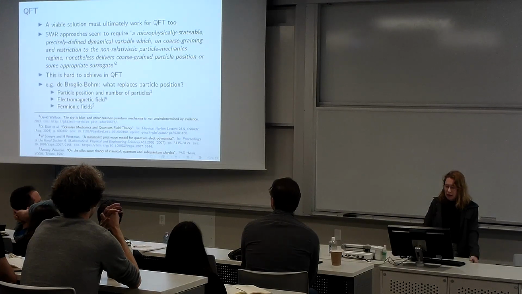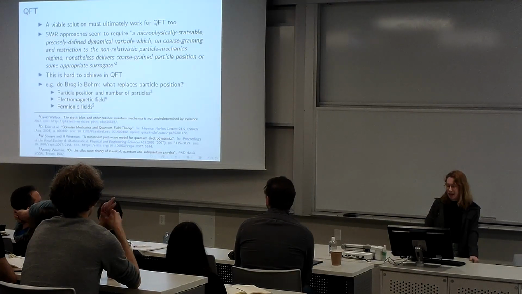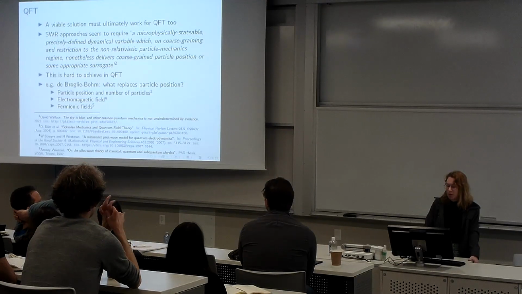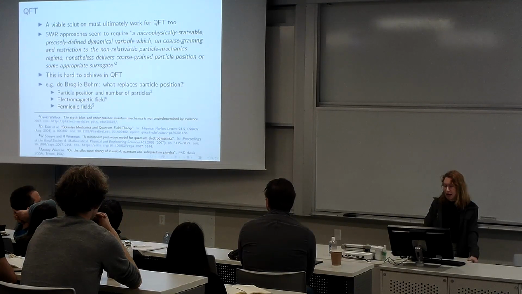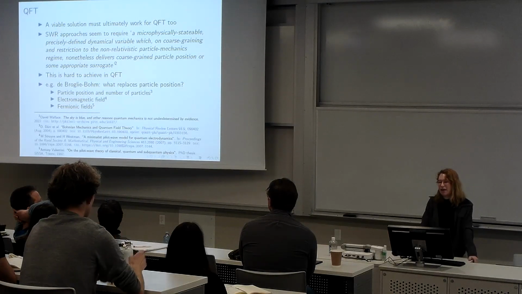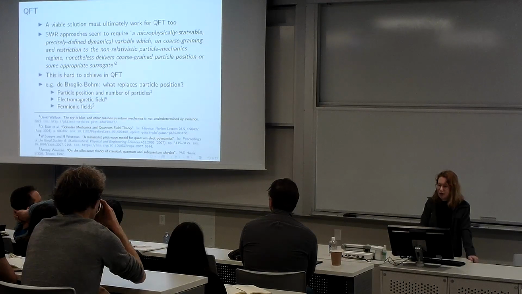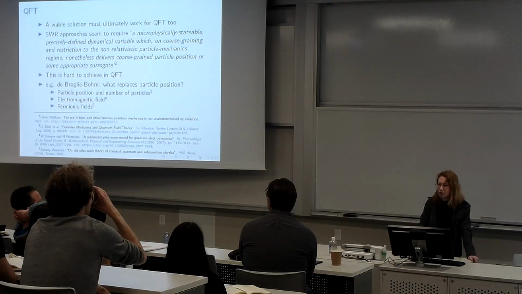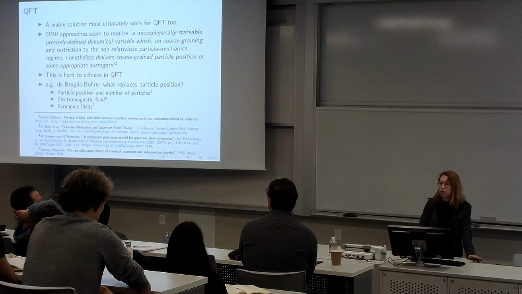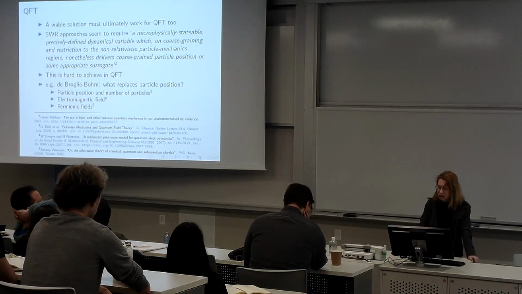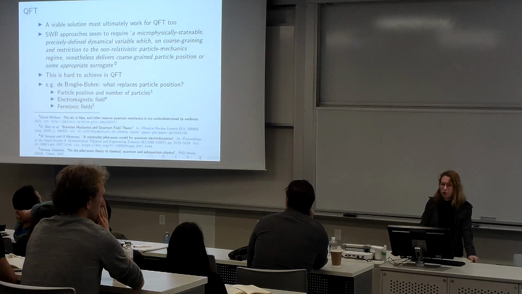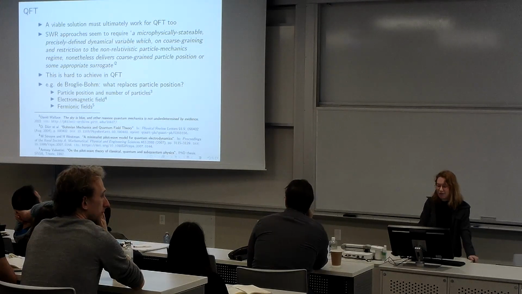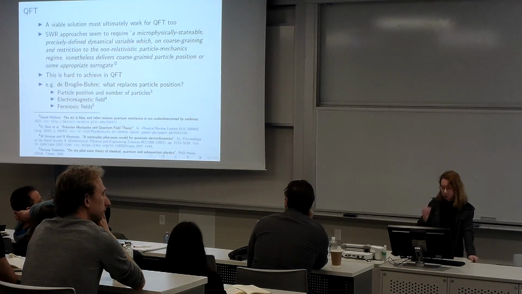When it comes to QFT, I think it should be uncontroversial that a viable solution to the measurement problem must ultimately work for quantum field theory as well. The evidence for quantum field theory is part of our empirical evidence for quantum mechanics. Quantum field theory has been confirmed to a very high degree of accuracy, and quantum field theory and quantum mechanics are, roughly speaking, continuous with each other. So it doesn't make a lot of sense to imagine that there would be two completely different solutions. So we should consider to what degree the existing interpretations can, in fact, be generalized to quantum field theory.